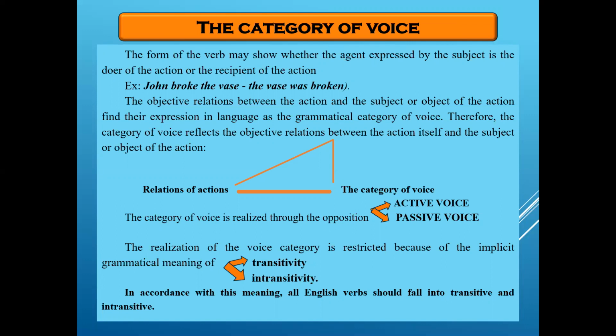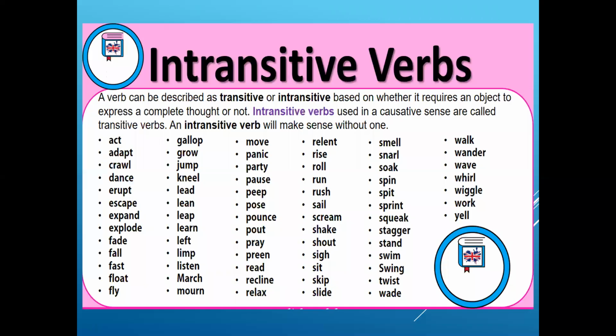And therefore, the category of voice reflects the objective relations between the action itself and the subject or object of the action. So the category of voice is realized through the opposition active, passive voice. And the realization of the voice category is restricted because of the implicit grammatical meaning of transitivity and intransitivity. In accordance with this meaning, all English verbs fall into transitive and intransitive.